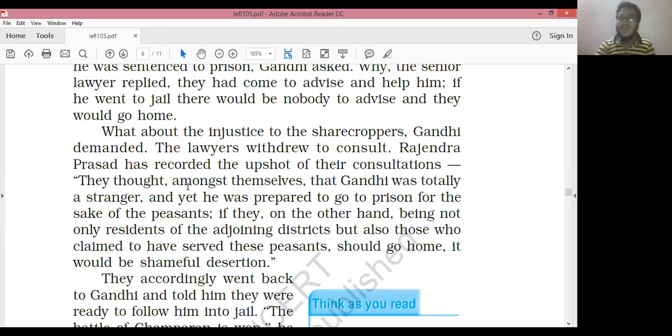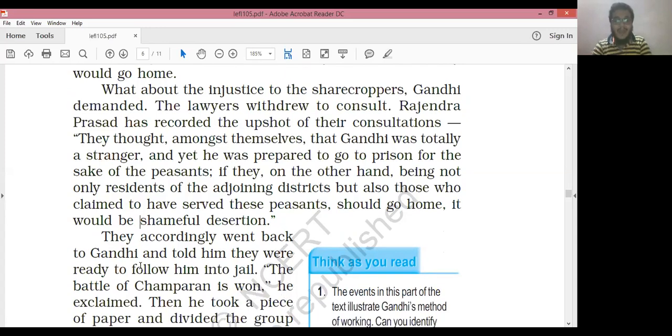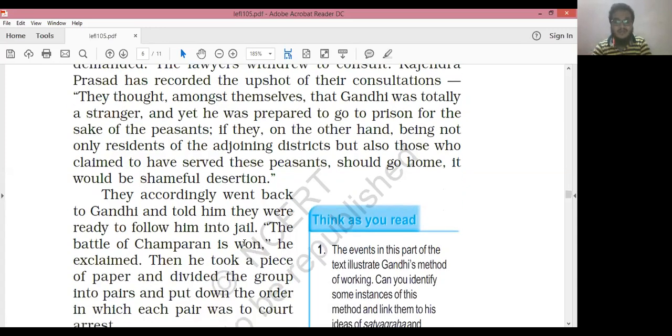It's really a shameful act. Got my point, students? Understood the scene here? So this is the discussion that happened, and they came to the conclusion. They accordingly went back to Gandhi and told him they were ready to follow him to jail. Got my point? So he also arranged his followers here.